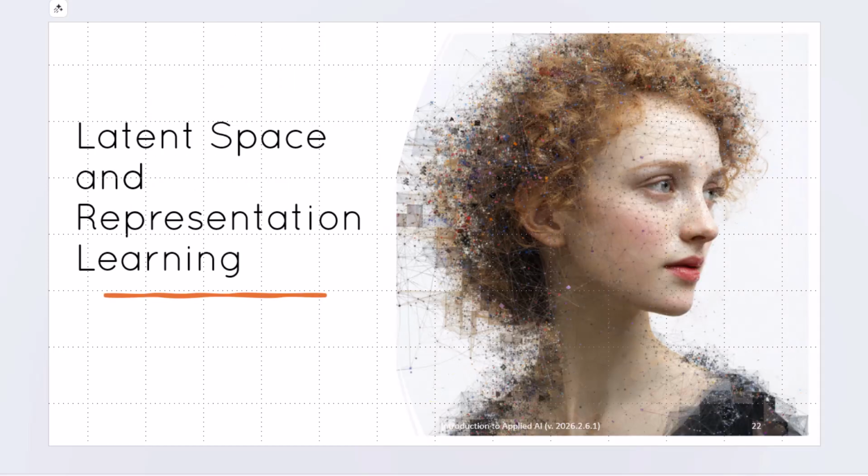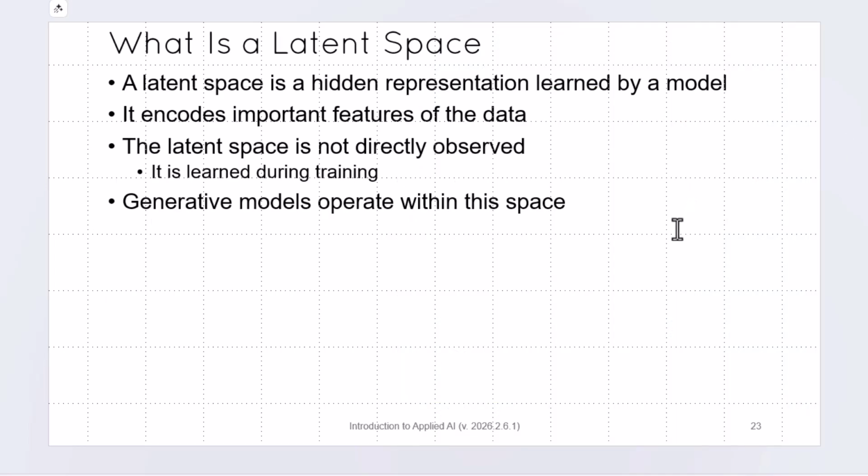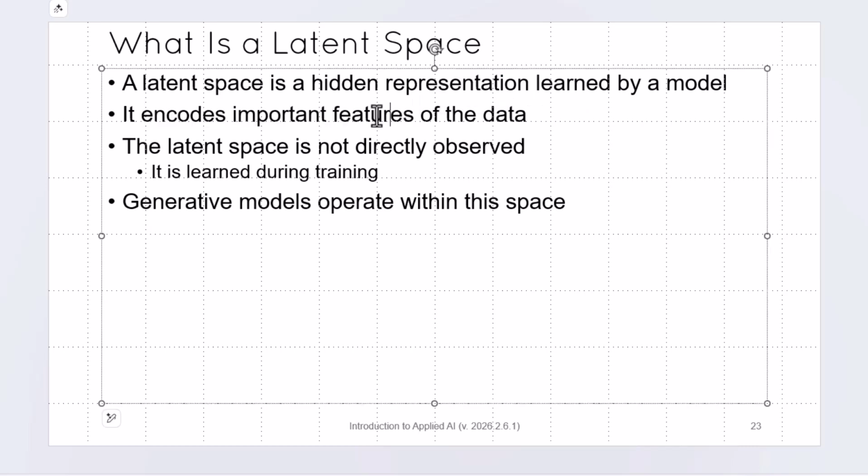Now, on to this phrase we've been discussing, latent spaces and representation learning. So what is a latent space? A latent space is a hidden representation learned by a model. It encodes important features of the data. Okay, that's key. Encodes important features of the data. The latent space is not directly observed. It is learned during training.